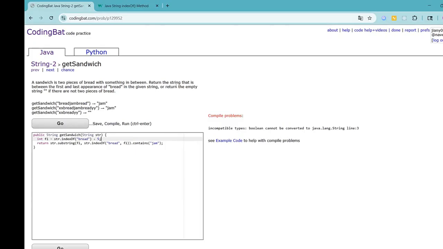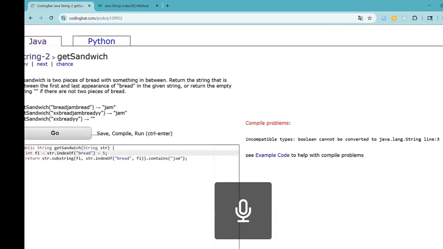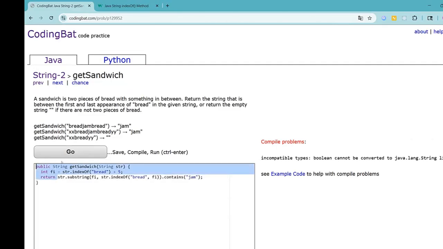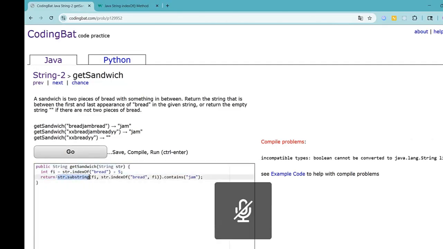The return type is string, not contains. Contains will return a Boolean type. It's really wrong. I'm trying to get the string that is between the first and the last appearance. So do you understand the problem or not? Oh, I didn't read the question.